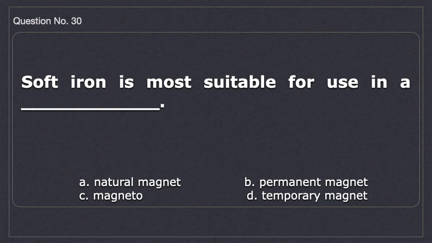Question number 30. Soft iron is most suitable for use in a blank. A. Natural magnet, B. Permanent magnet. C. Magneto, D. Temporary magnet. Answer D. Temporary magnet.